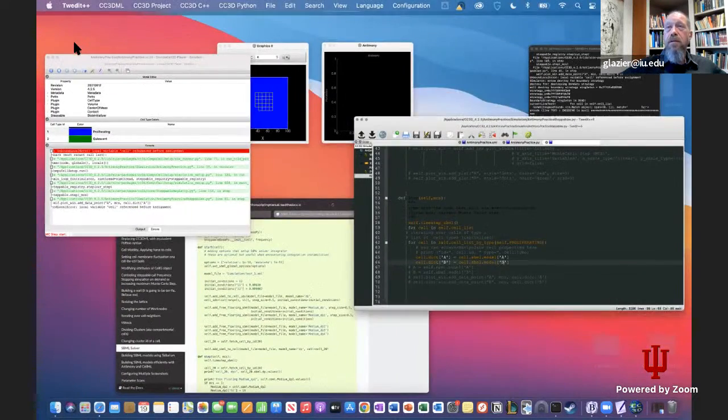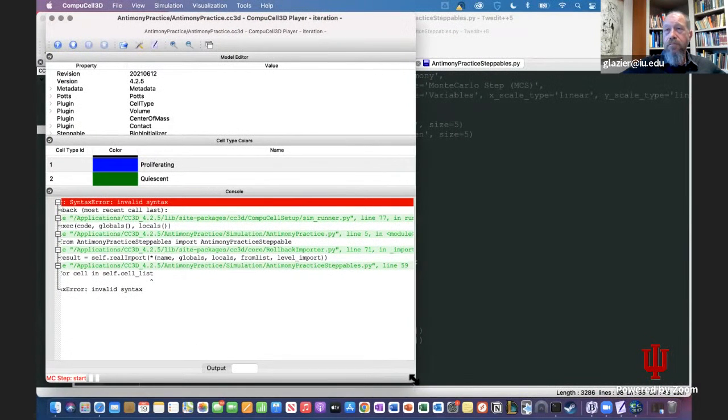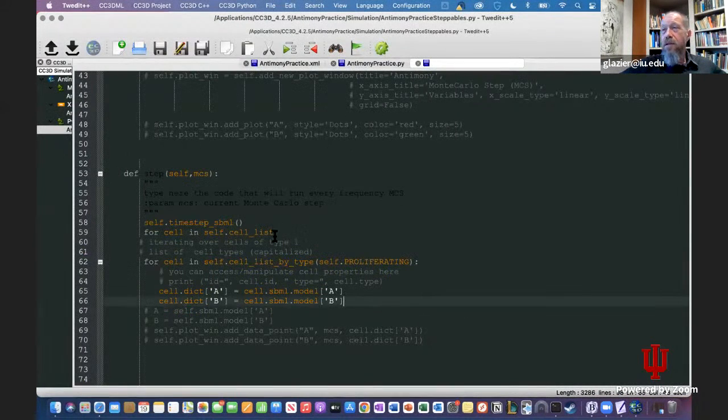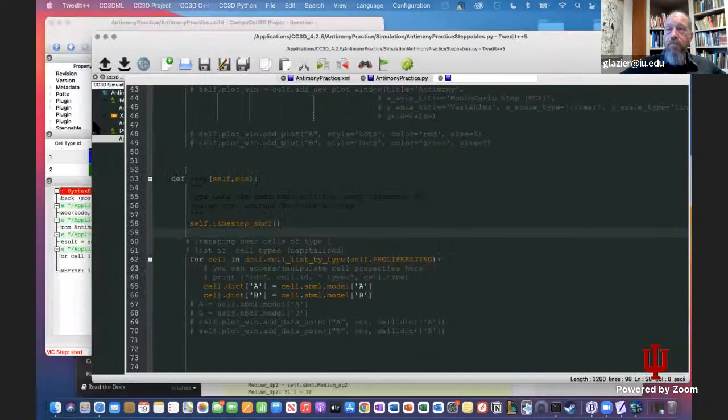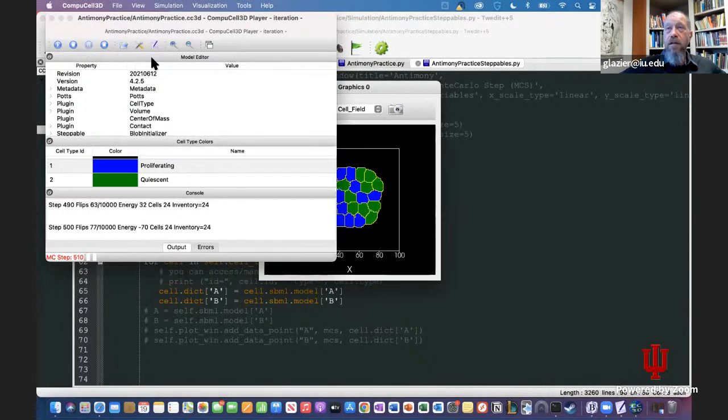Let's see if that works. I don't need this anymore. No, I don't need that at all. There you go. Now see if the tracking field works.